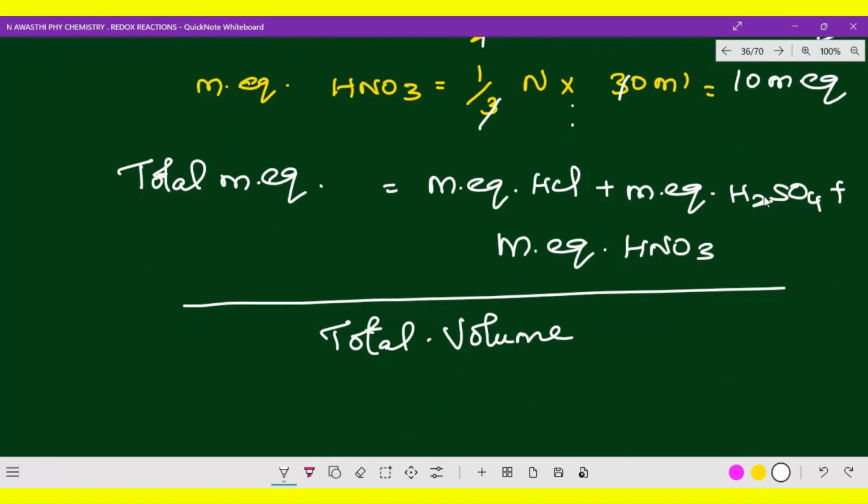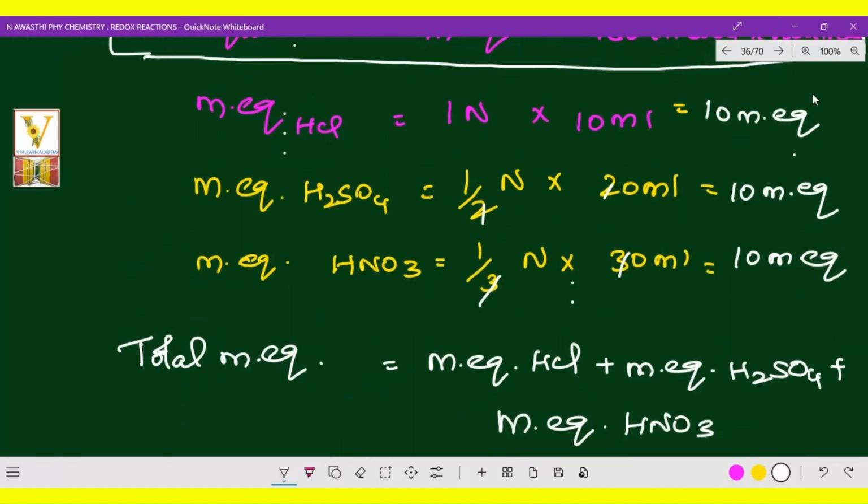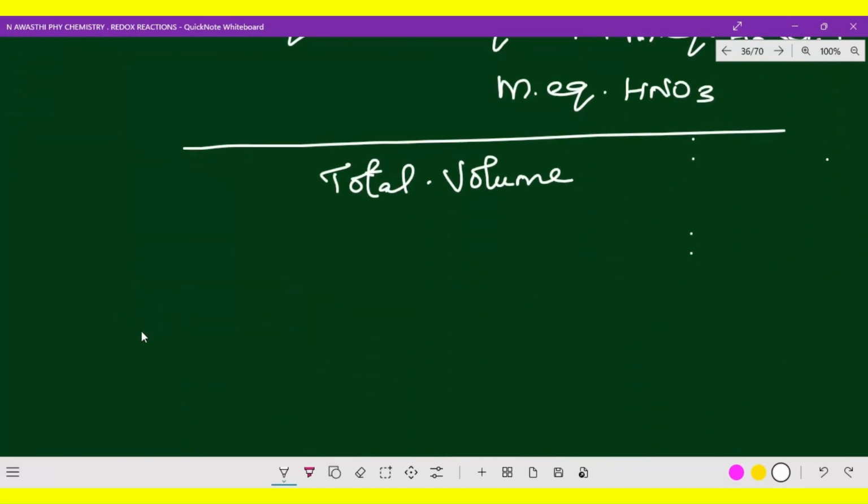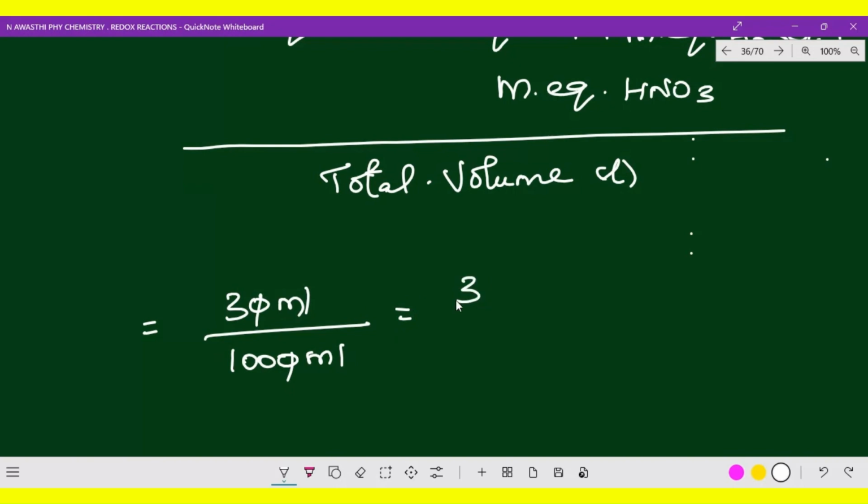So here 10, here 10, here 10. The answer you are getting is 10, 10, 10. That is what we got. So that means here 30 ml. We are bringing the point in ml only, right? Here the total volume is given in liter, so we also converted that into ml. That means 1000 ml, right? So how much will you be getting here? This and this will be cancelled. So 3 by 100, right?